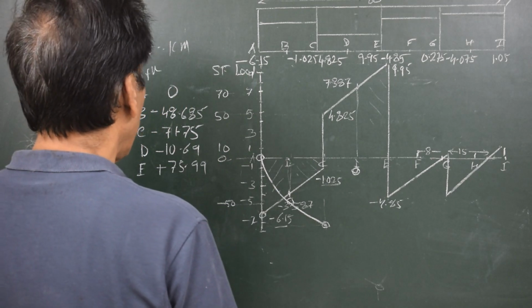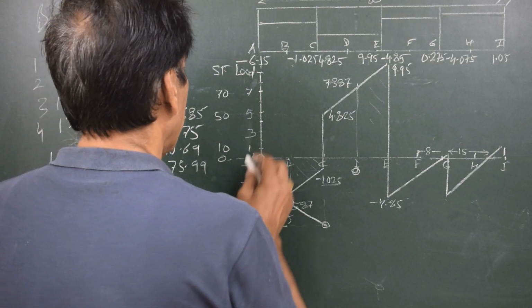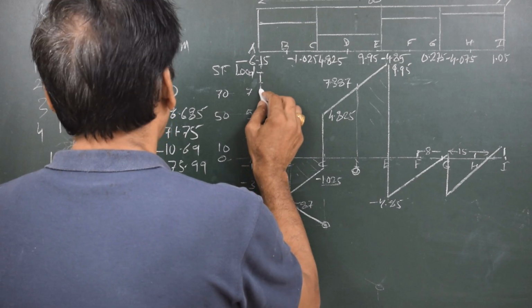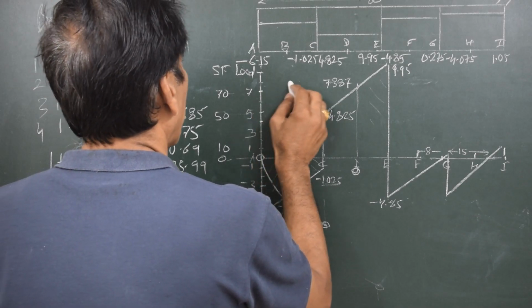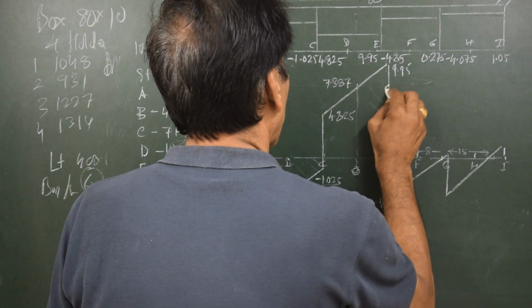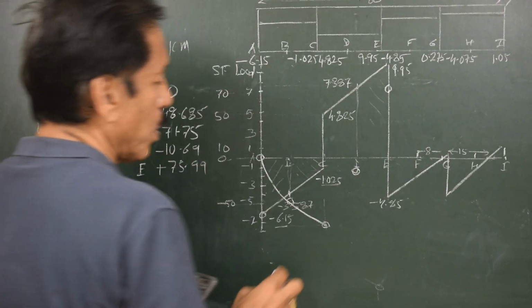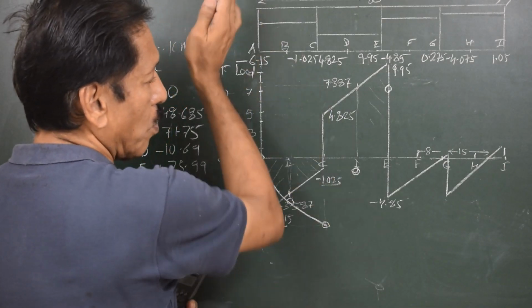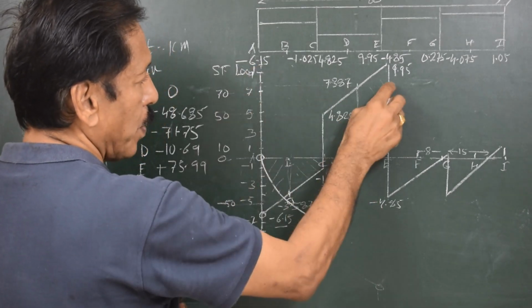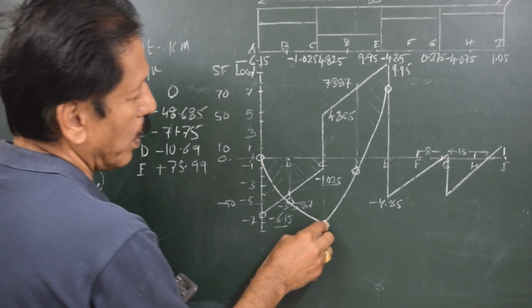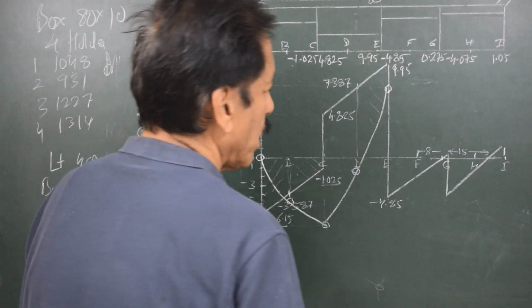And the value at E is 75.99. So 10, 20, 30, 40, 50, 60, 70. 75.99 would be like this. And mind you, the curve goes from here to here in such a way that it is curvilinear, but the center of curvature is not down, it is up. So I might draw the curve this way, showing the center of curvature that way.